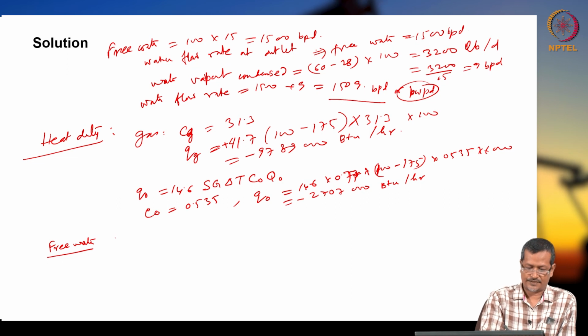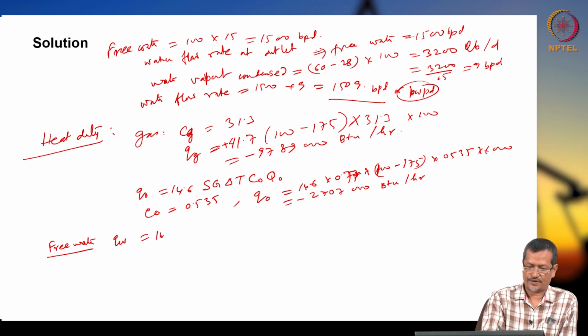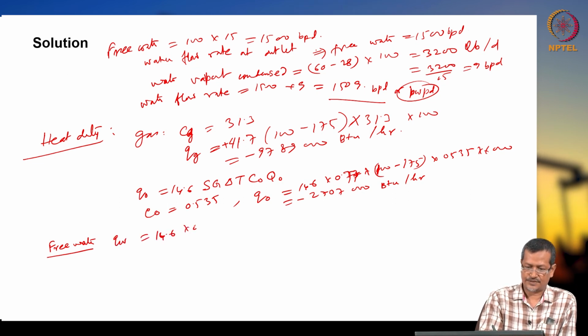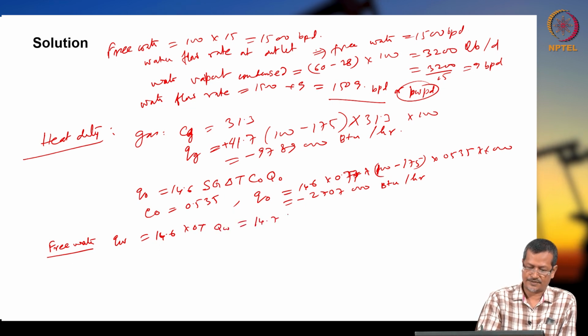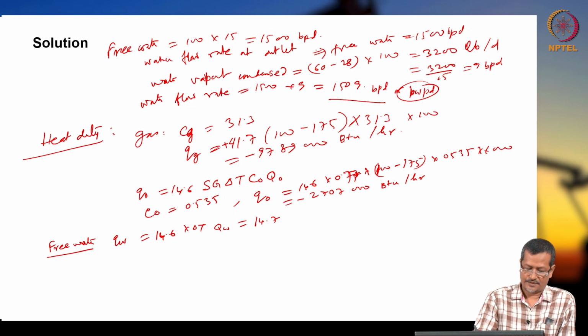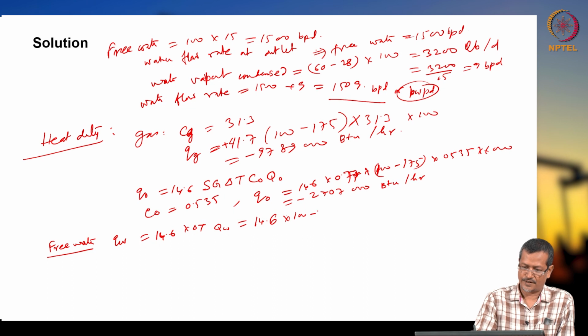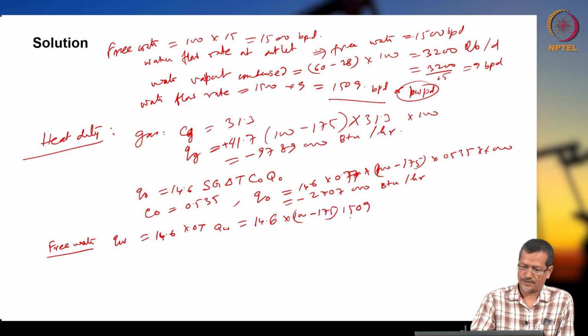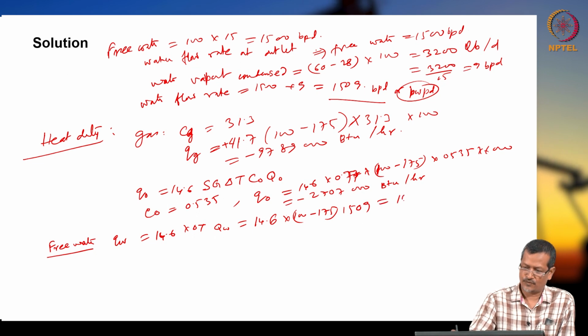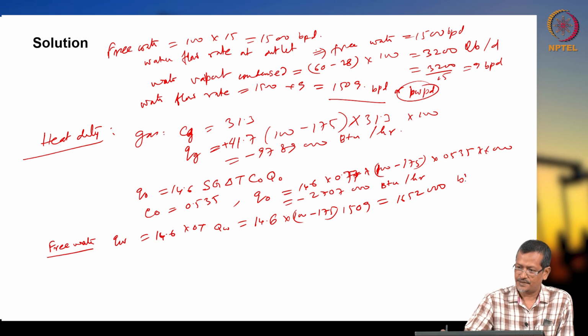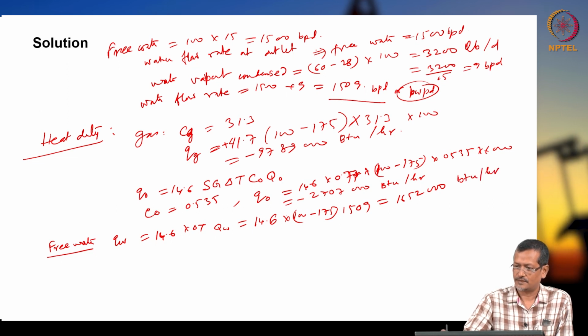Free water is taking heat, Qw equals 14.6 into del T. Qw equals 14.6 into 100 minus 175, into 1509. So, this is given 1652000 BTU per hour.